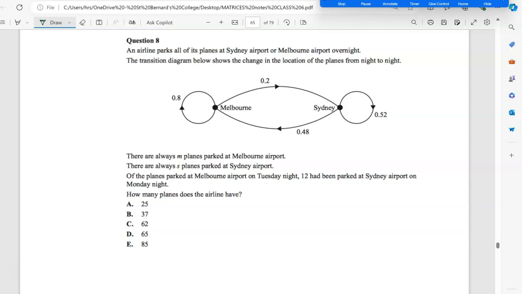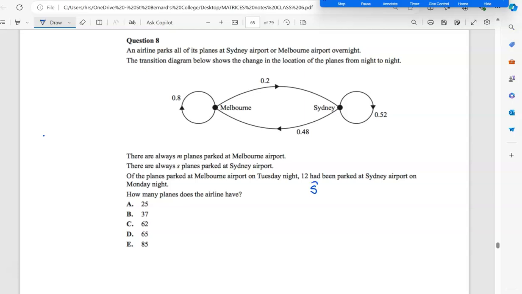All right, question 8. An airline parks all of its planes at Sydney Airport or Melbourne Airport overnight. The transition diagram shows the change in location of planes from night to night. There are always M planes at Melbourne Airport, and there are always S planes at Sydney Airport. So of the planes parked at Melbourne Airport on a Tuesday night, 12 had been parked at Sydney Airport on Monday night. So what you think about there, they gave us a little bit of information.